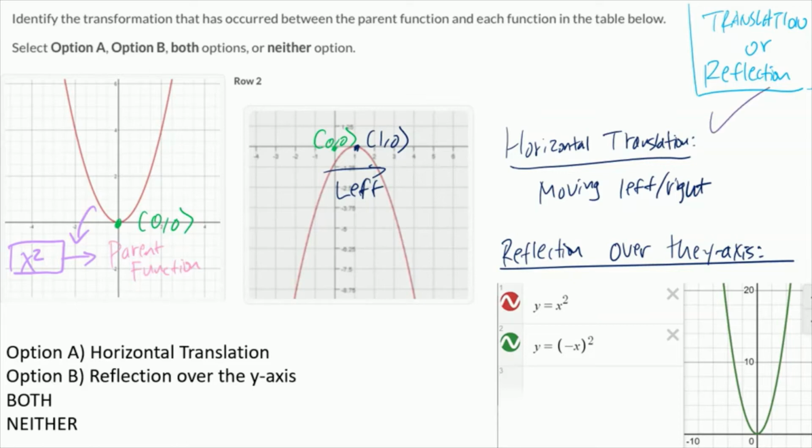Now let's see if it's a reflection over the y-axis. Now the reason why it's not a reflection over the y-axis is because when you plug in negative x, it maps onto itself. This is because negative x times negative x just becomes x squared. So that's why our answer would be option A, horizontal translation.